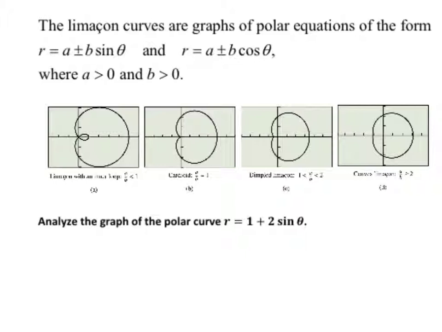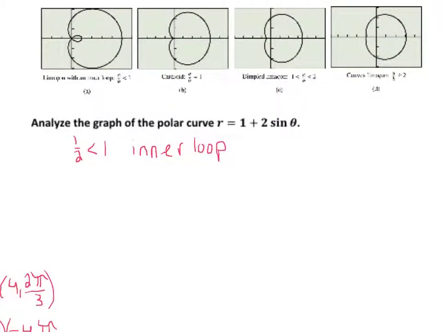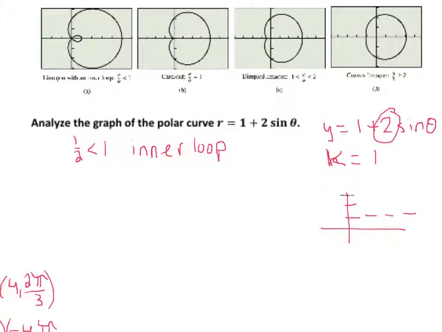So if I look at this, since 1 divided by 2 is less than 1, I know it's going to have an inner loop. Now we also need to tell it the maximum. So if we think about the graph this way, since that k is 1, if I were to make a graph, it means I'd move the 0 up 1, and then a being 2, that means up 2. So what's our max? 3. So our max is equal to 3.